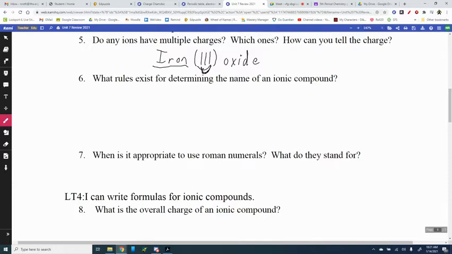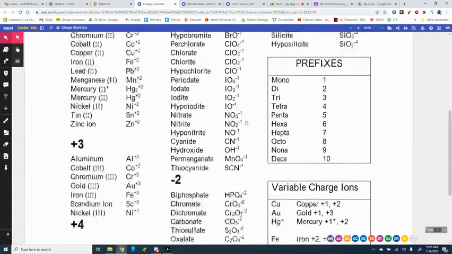Then after you're done with the cation, you name the anion. If it's just a single element, you replace the ending with IDE. If it is a polyatomic ion, you do not replace the ending. Whatever the name is on the charge chart, any of these names, you do not replace it. You just write it as is. So NO3 minus 1 is going to be nitrate. You will not replace the ATE with IDE. That is a different thing.